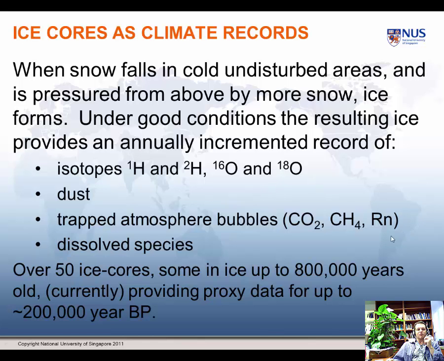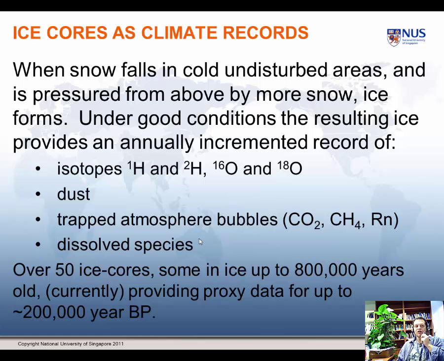You have trapped atmospheric bubbles. I won't talk about the mechanisms of how that happens, but you get the snow falling, and after a while, as the weight pushes it down, at some point some of those pores seal, and at that point then that bubble of atmosphere is isolated from the rest of the atmosphere, and so you can use those bubbles to give you the composition of certain key gases in the atmosphere. We, for instance, use carbon dioxide, methane are two of the really important ones, and there are others. And finally, the ice itself contains dissolved species, and some of those, beyond the scope of this workshop, are very interesting indeed.